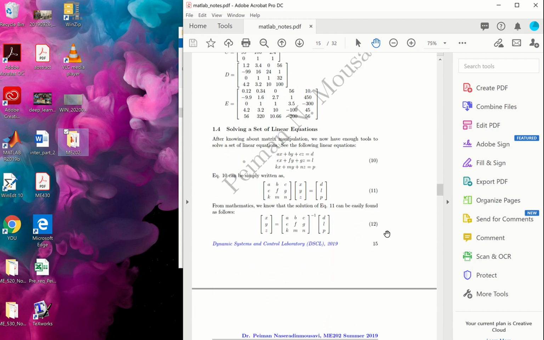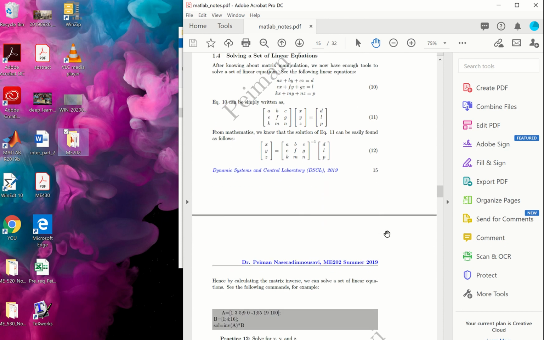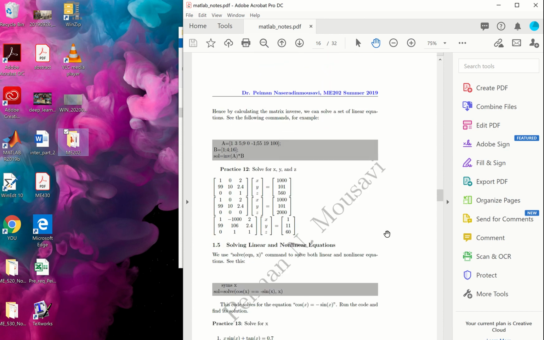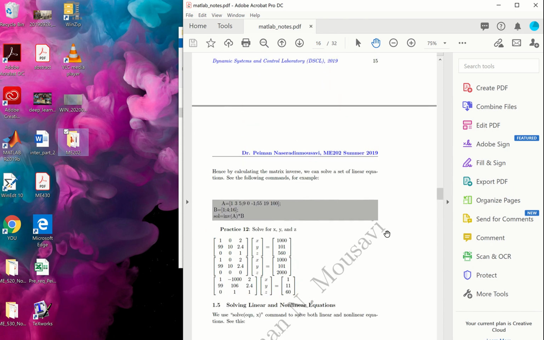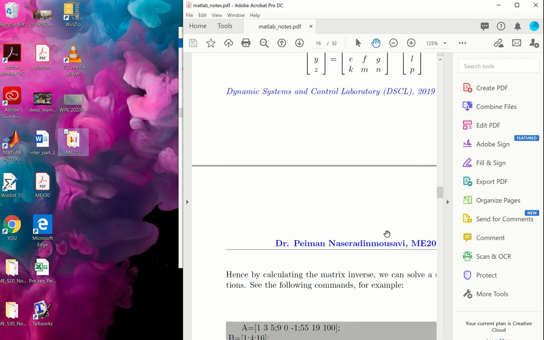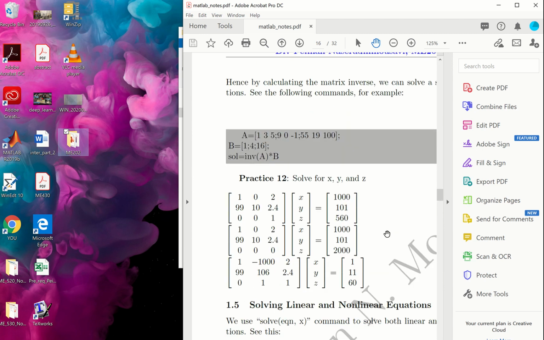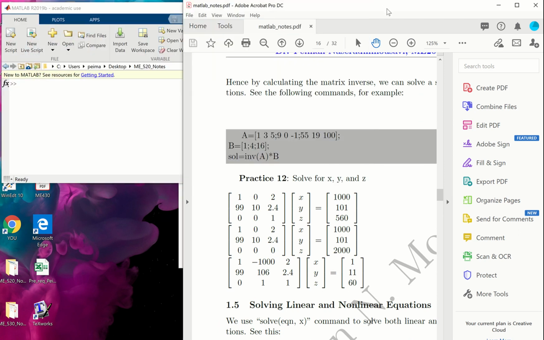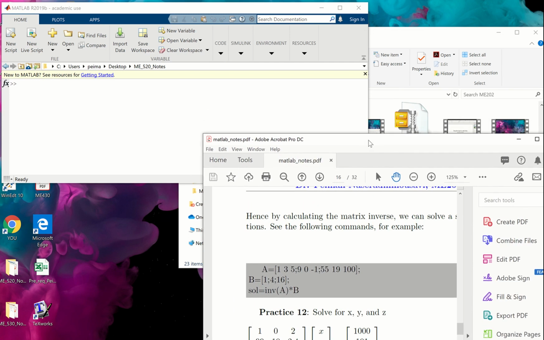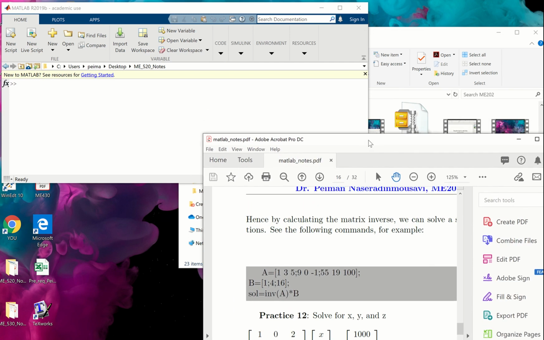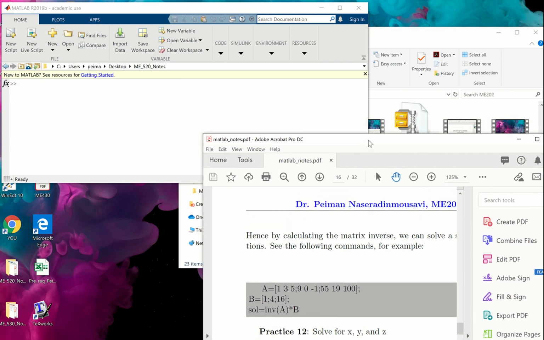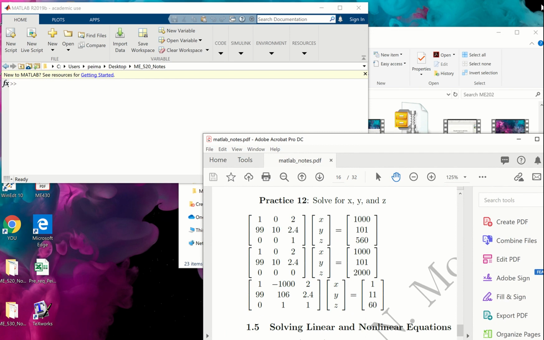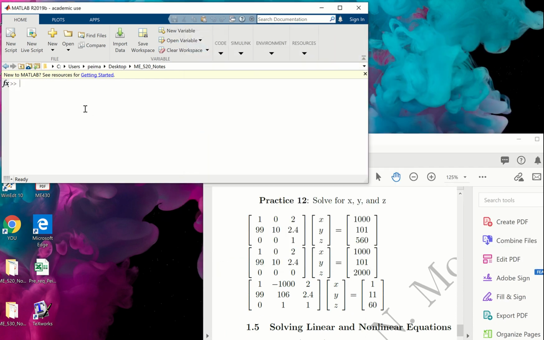Then we solved a set of linear equations, as you remember. And now we are at practice 12. Let us do that together. Solve for x and y and z. This is practicing whatever I taught previously. Let me move it here. And I'm going to close this.